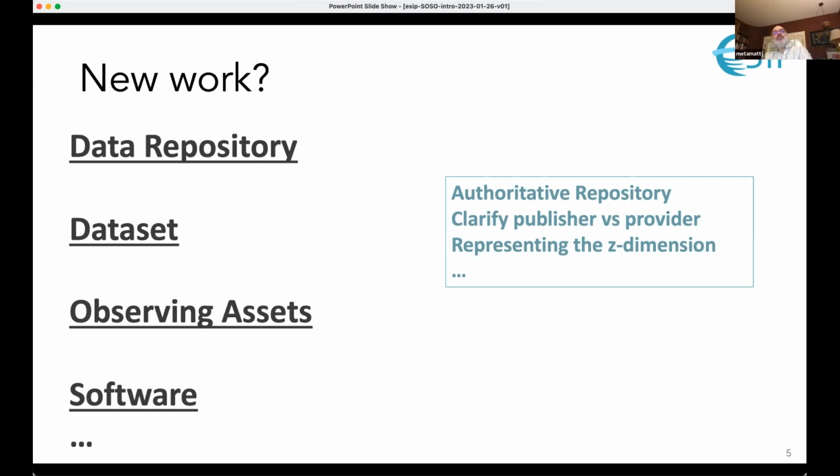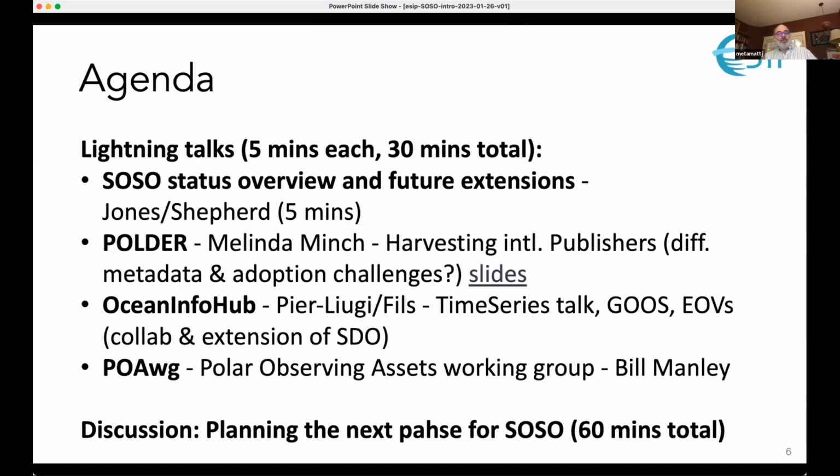So we have 3 lightning talks today, one from Melinda Minch talking about the Polder effort to implement science on schema.org for Arctic repositories, one from Pierre-Luigi Buttigieg on Ocean Info Hub, and one on the Polar Observing Assets Working Group by Bill Manley. Plan is for each of those to be 5 minutes. We'll have about 30 minutes total for that in this talk, and then we'll go on to a second part of the thing, which is a discussion.